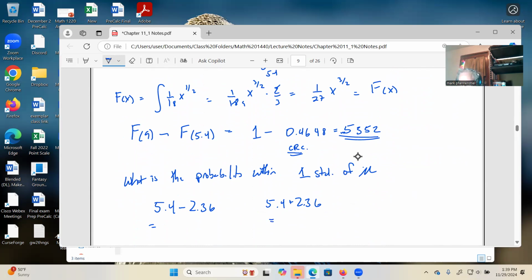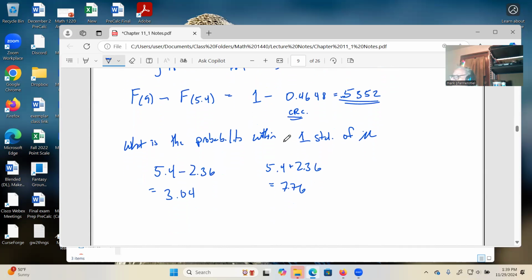Fortunately, I have already done this problem, so I will tell you. I got 3.04 here, again to 2 decimal places, and 7.76 for this one. In order to figure out the probability between the two, we're just going to take capital F of 7.76 minus capital F of 3.04 and just do this arithmetic problem. That's all we're going to do with this.